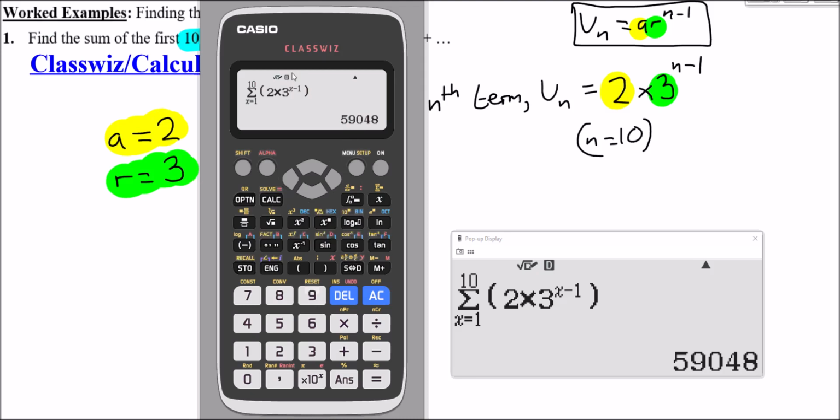Let's have a look now at question 2. Find the least value of n such that the sum of 1000 plus 800 plus 640 plus 512 and so on exceeds 4950. Again, we need to work out what a is and r is. The first term, dead easy, you can just see it, a is 1000. So just fill that in, because that's an easy one to do.